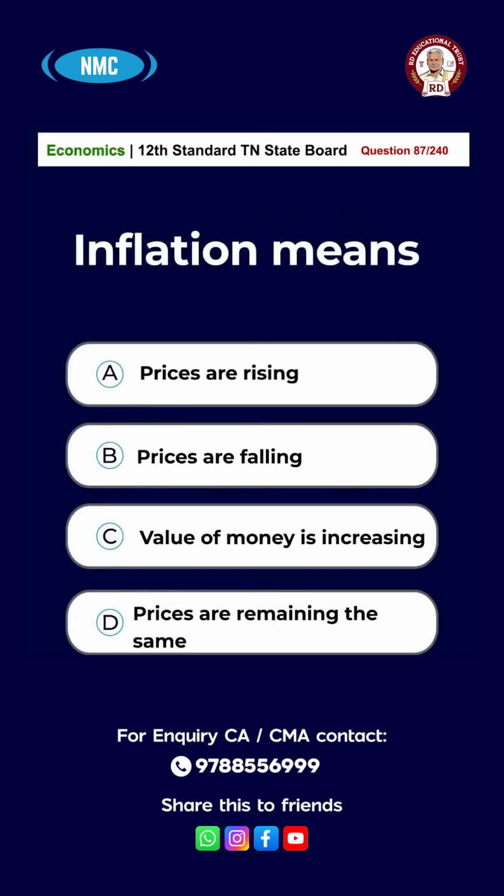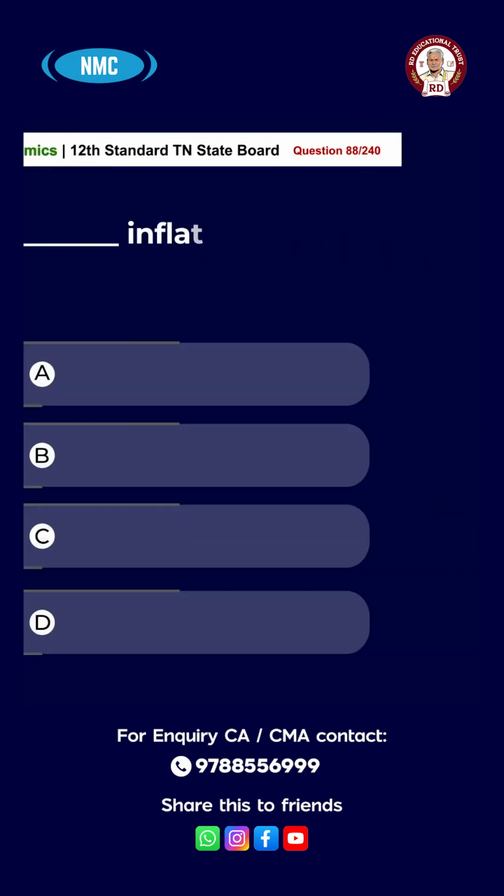Question number 87. Inflation means A, prices are rising. B, prices are falling. C, value of money is increasing. D, prices are remaining the same. The answer is option A, prices are rising.